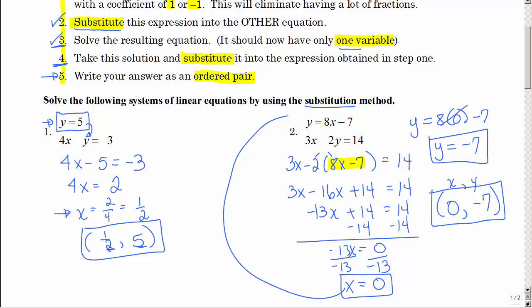How could I check my answer? I can substitute in 0 for x and -7 for y. See if it works in that equation. But I also have to substitute in 0 for x there and -7 there and see if it works in that equation as well. It has to work in both.